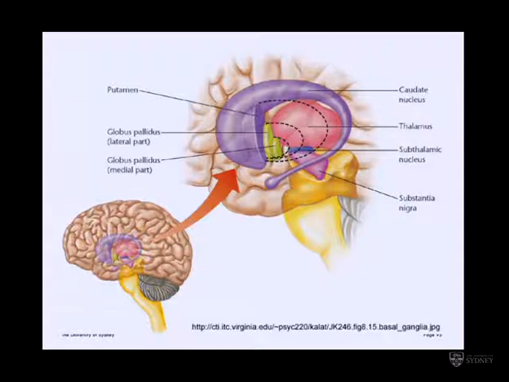the putamen stays midline and the caudate kind of pulls away. And you'll see this in the images that come up shortly.